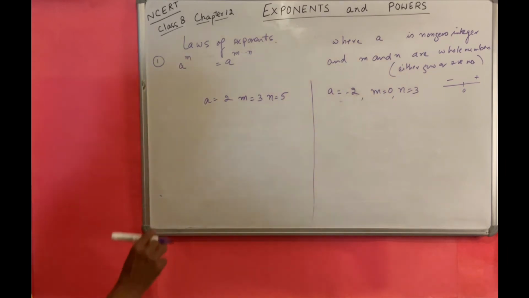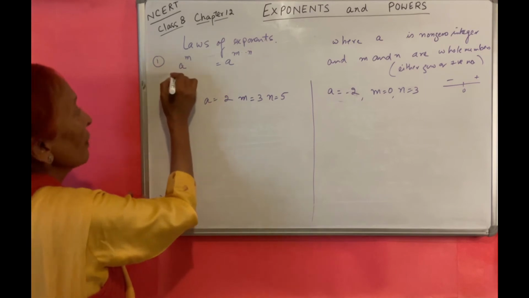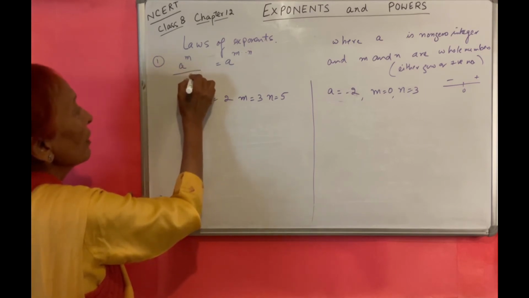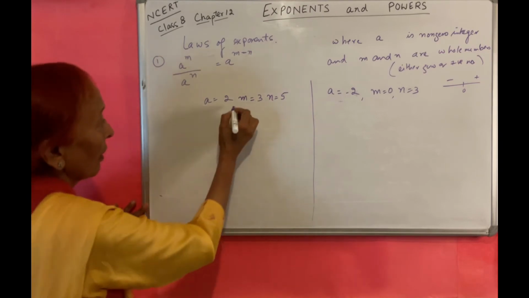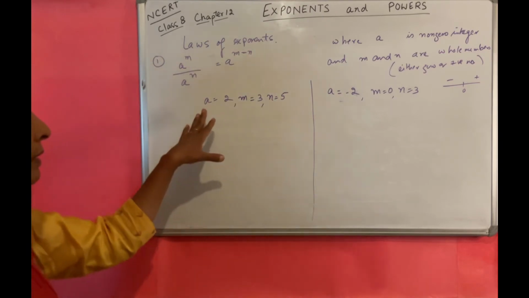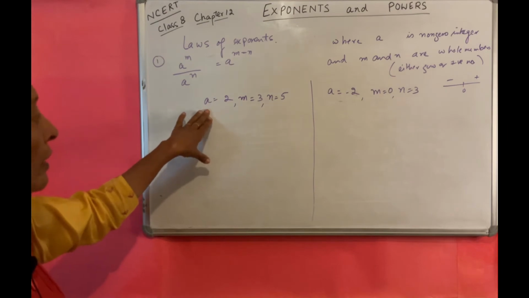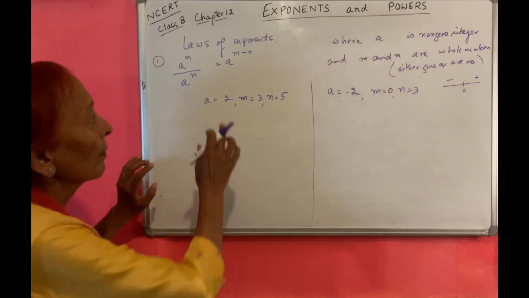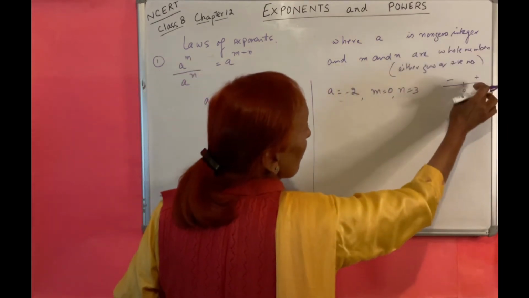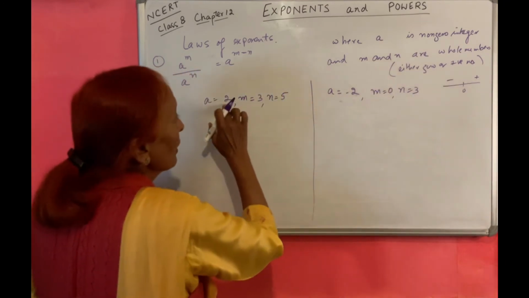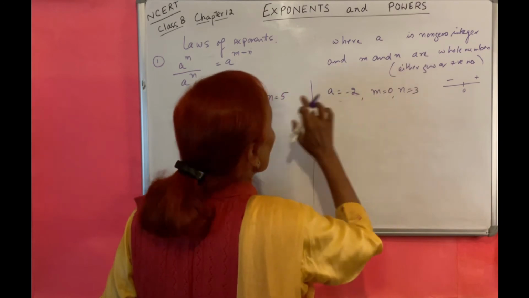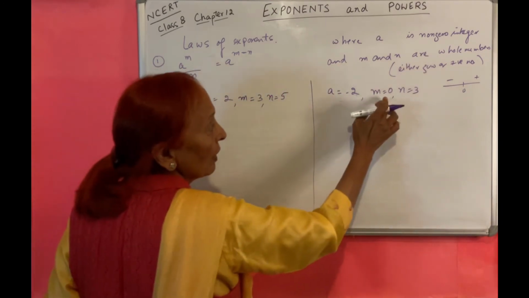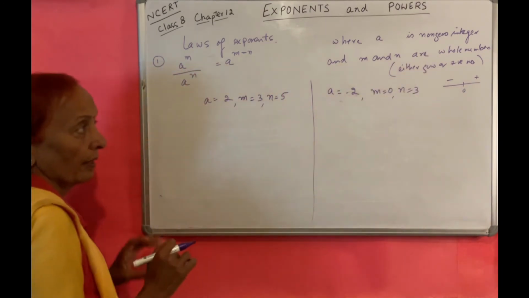right? Next is a raised to power m divided by a raised to power n is a raised to power m minus n. Similarly, we'll take the same. a is a non-zero integer, so one number I have taken positive, other is negative, m and n are whole numbers, same. I have taken a positive number here and one 0 and other positive number here.